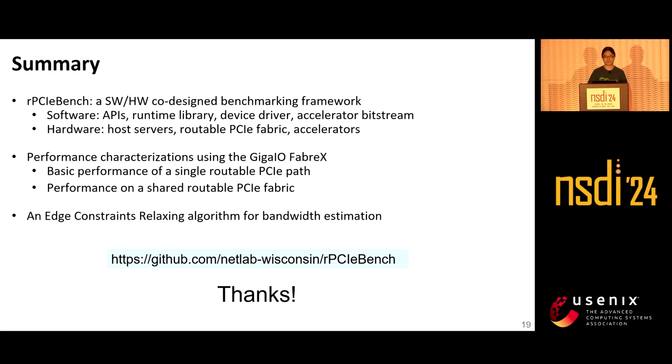We perform a systematic characterization of the Routable PCIe performance using the GigaIO FabriX and our rPCIeBench. We report the basic performance of a single Routable PCIe and the performance of multiple flows sharing a common Routable PCIe fabric. Finally, we propose an edge-constraint relaxing algorithm for the bandwidth estimation.